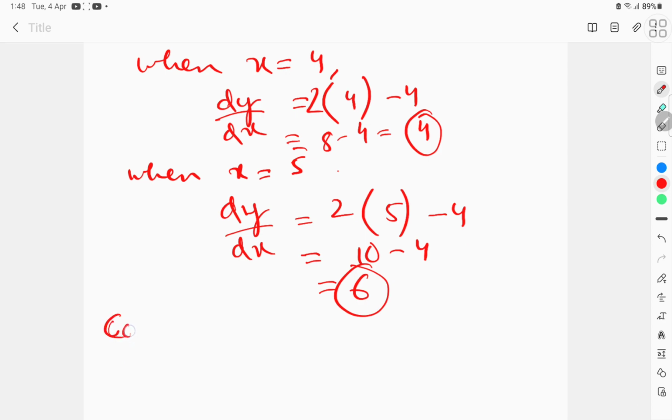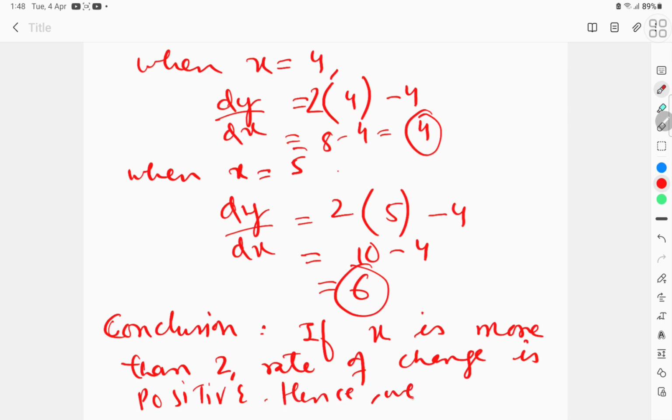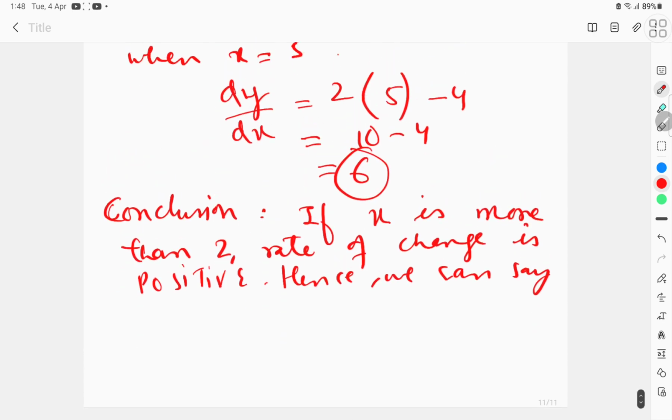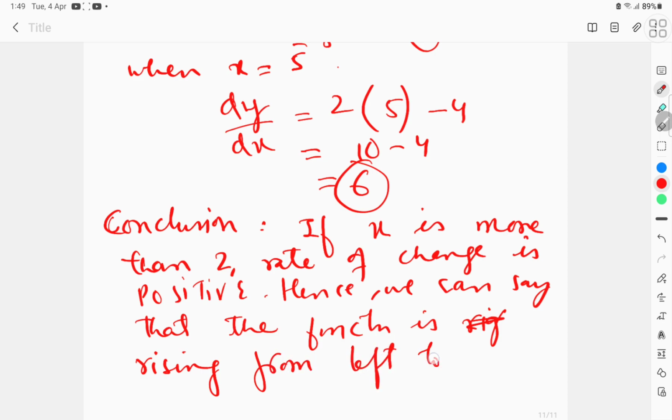So our conclusion will be, if x is more than 2, the rate of change will be positive. Rate of change is positive, and hence we can say that the derivative function is rising from left to right, meaning our function is increasing from left to right.